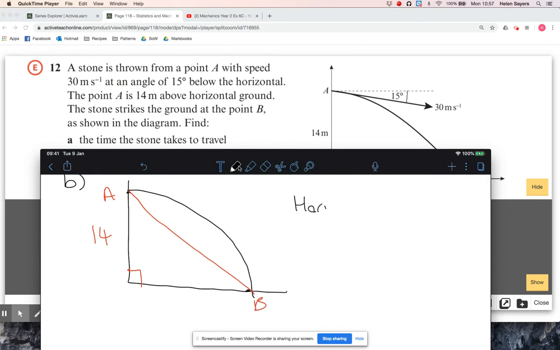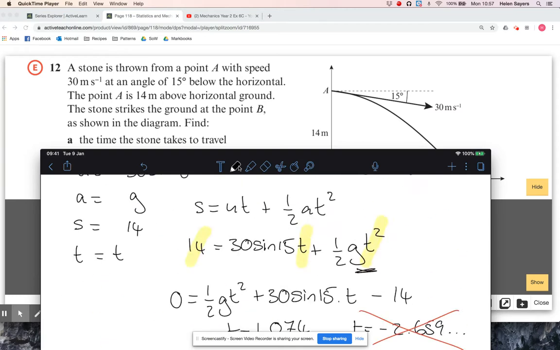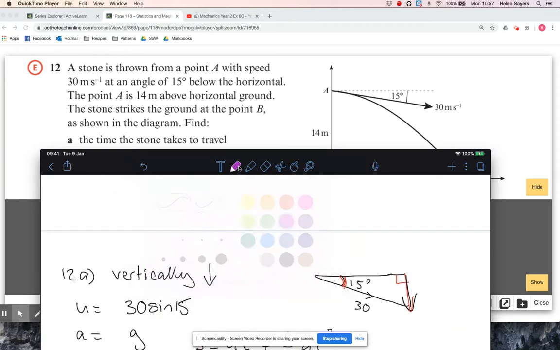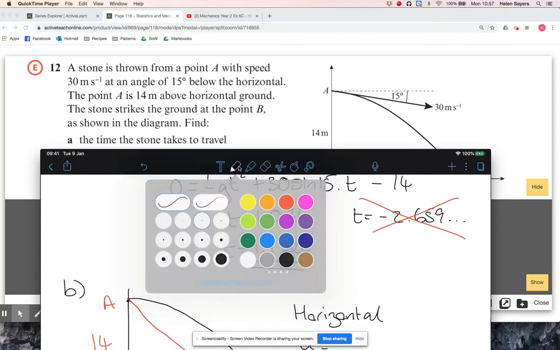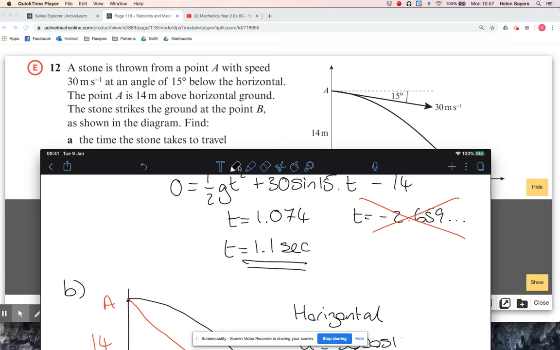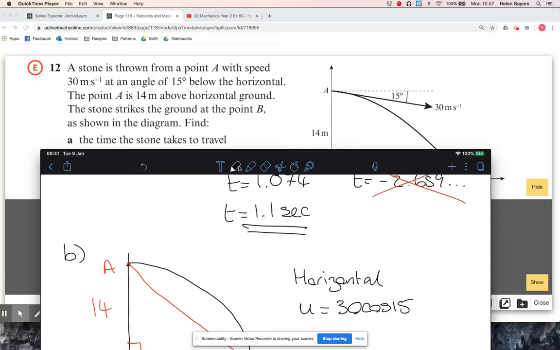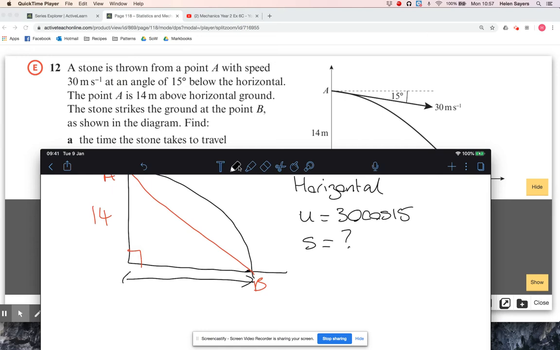So let's think about the horizontal motion. Its initial velocity horizontally, that component there, is adjacent to the 15 degrees, so that's 30 cos 15. I want to know the displacement. I'm after that distance there, so I can use Pythagoras. So that's the horizontal displacement.